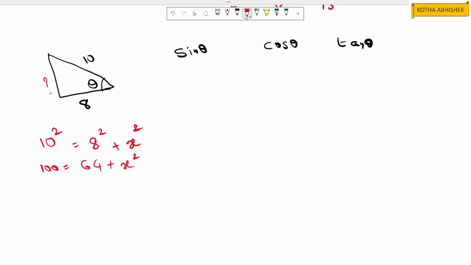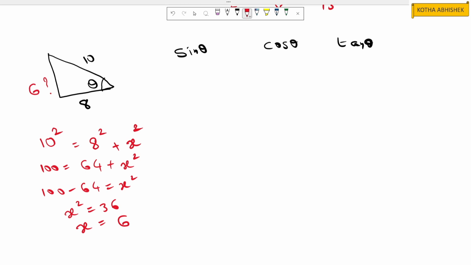Now taking 64 to the left side, it will be 100 minus 64 equals x square. 100 minus 64 is 36. So x square value is 36. X square is 36 means some number squared is 36. So which number squared is 36? That is 6. So x value is 6. It means the height of this triangle is 6 units.